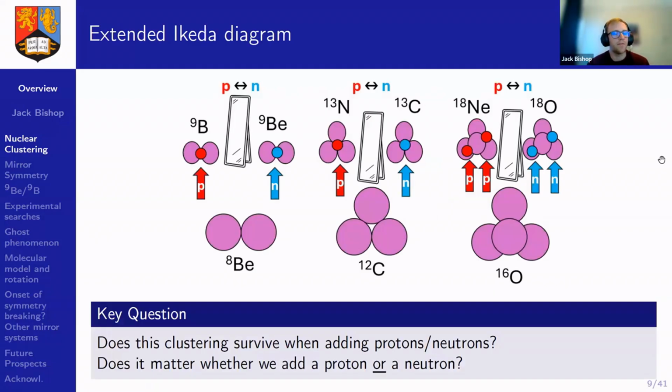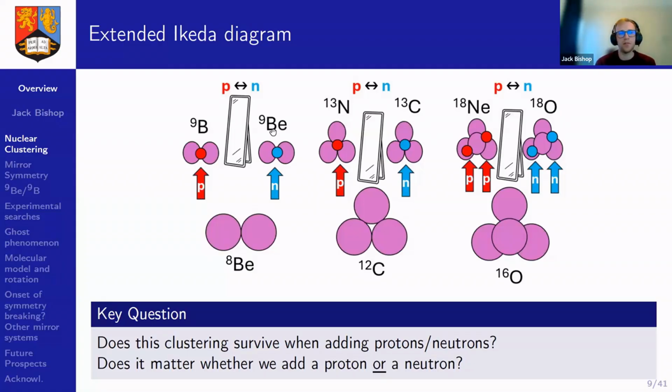So this is moving away from systems solely made up of these alpha particles. And what we can do is move to this sort of extended Ikeda diagram. So we can think about something like our beryllium-8 nucleus, which looks a little bit like this. And we can add into that a proton or a neutron. And what we want to ask ourselves is whether this alpha clustering is still going to survive when we add these protons and neutrons.